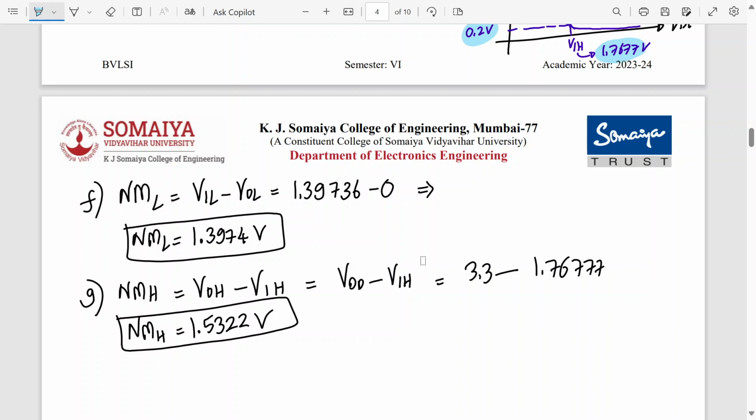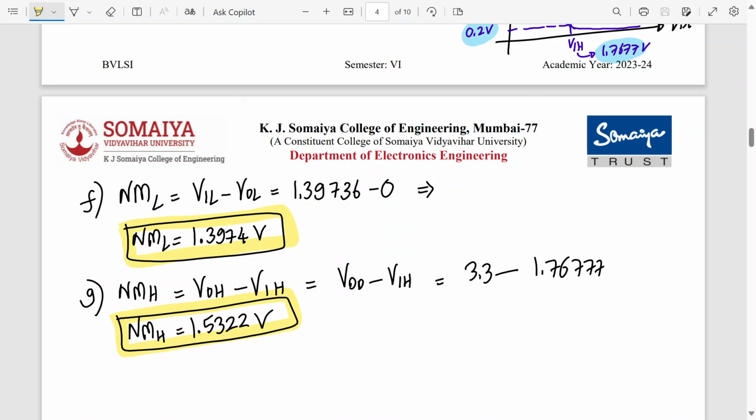So this concludes the answer after finding the noise margin levels. So this is the level of CMOS inverter numericals. Okay. This is what we are going for. Are you able to follow?